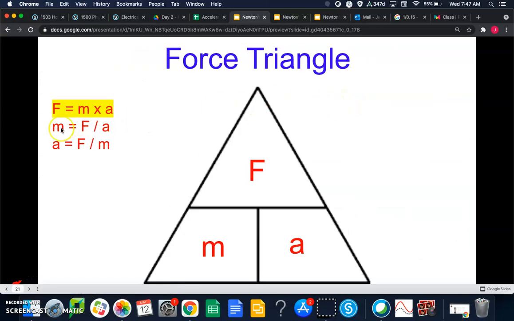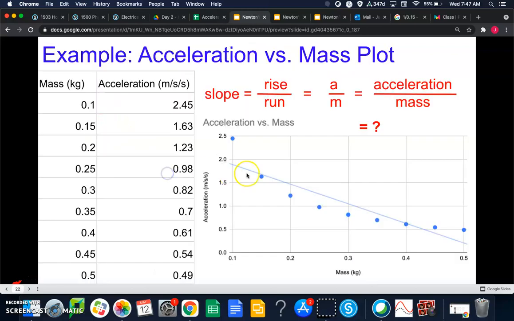Well, if you look at all the relationships, there is no relationship in Newton's second law where you have acceleration divided by mass. The only operation you can do with mass and acceleration to get a meaningful relationship is to actually multiply them together. So what does the slope of this line mean? Well, nothing really, right? We don't actually know what this slope means because acceleration divided by mass is not a relationship that we're familiar with.